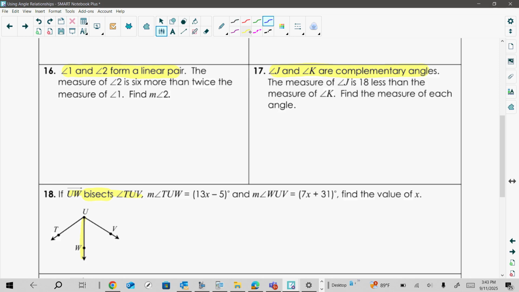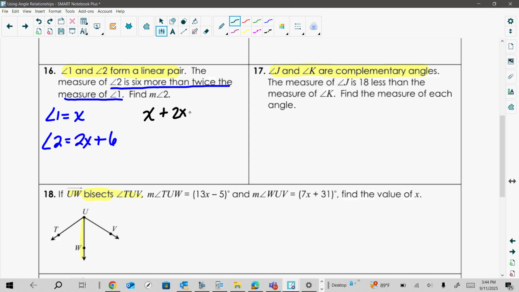It says right here that the measure of angle 2 is 6 more than twice the measure of angle 1. We do not know what angle 1 is, so we're going to represent angle 1 with x. So now I'm going to translate angle 2, showing 6 more than twice angle 1. Twice angle 1 would be 2x. 6 more than that would be plus 6. So now I have my expression for angles 1 and 2. And since they're a linear pair, I'm going to add them together, and it will equal 180.